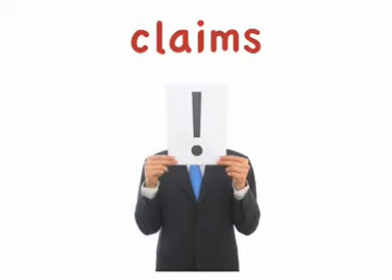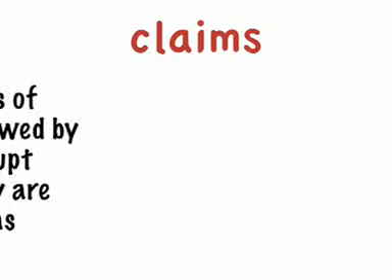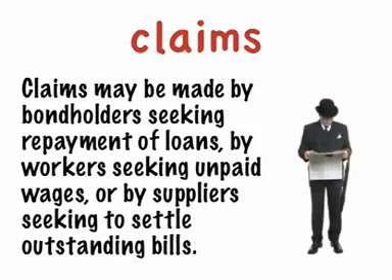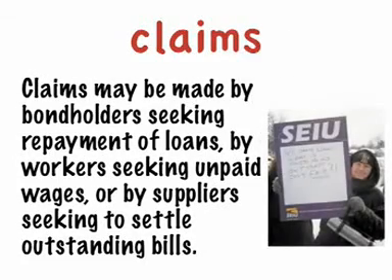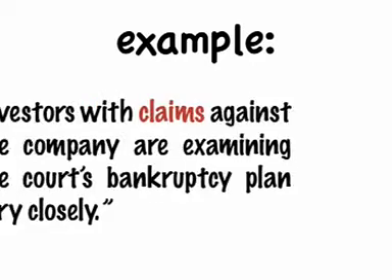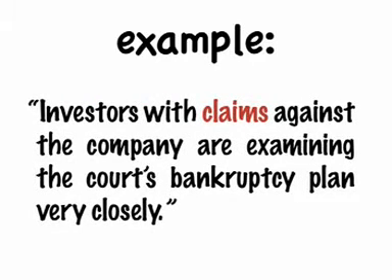Claims. The sums of money owed by a bankrupt company are known as claims. Claims may be made by bondholders seeking repayment of loans, by workers seeking unpaid wages, or by suppliers seeking to settle outstanding bills. Investors with claims against the company are examining the court's bankruptcy plan very closely.